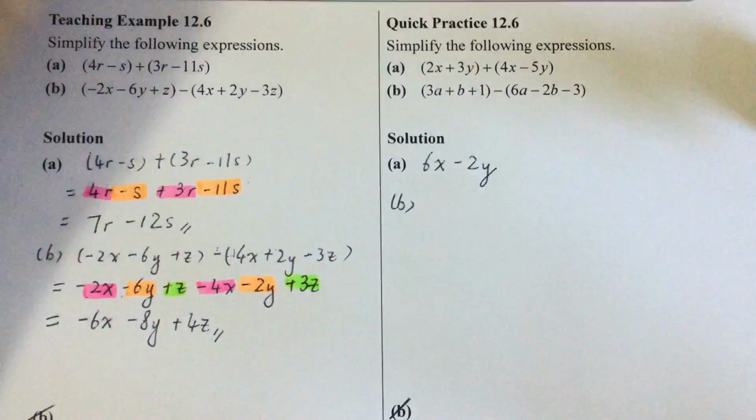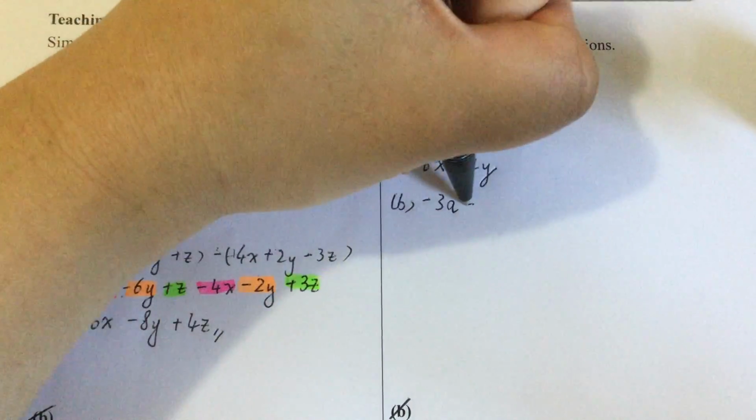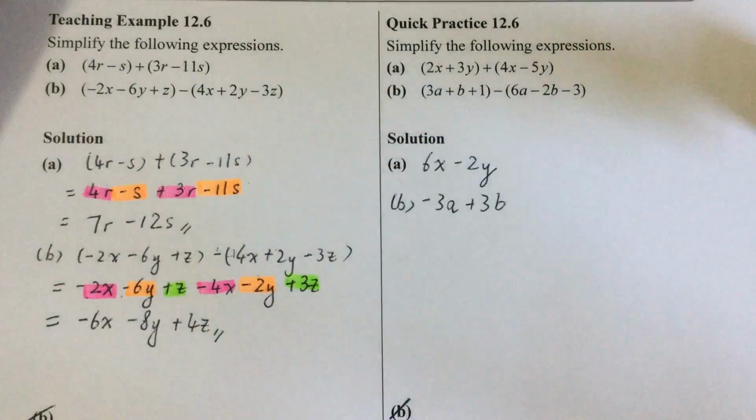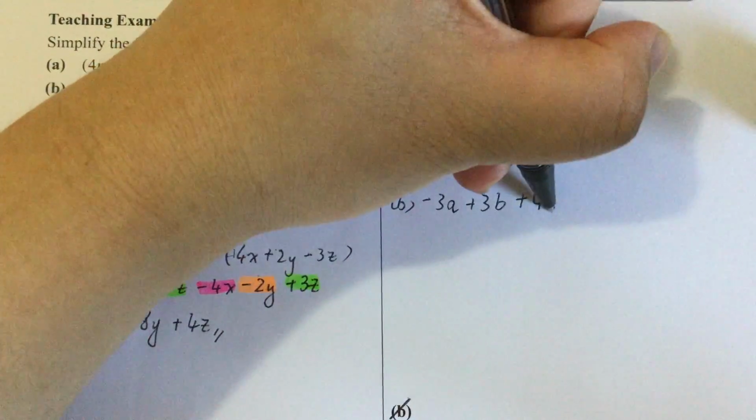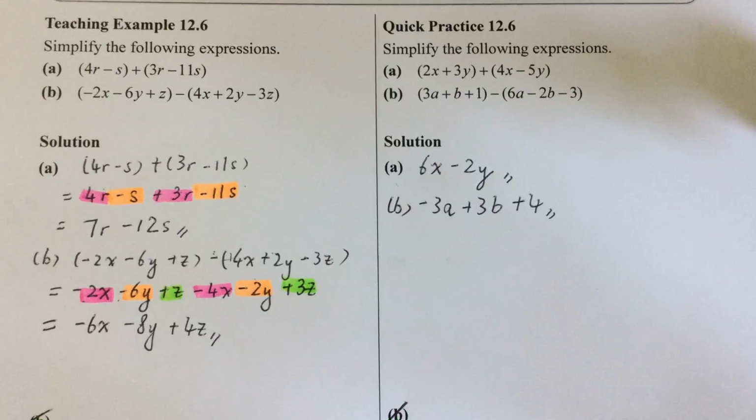For part B, the first one is negative 3a. The second one is plus 3b. The last one is plus 4. So this one is the answer for part B. Okay, so make sure that you know how to do these calculations.